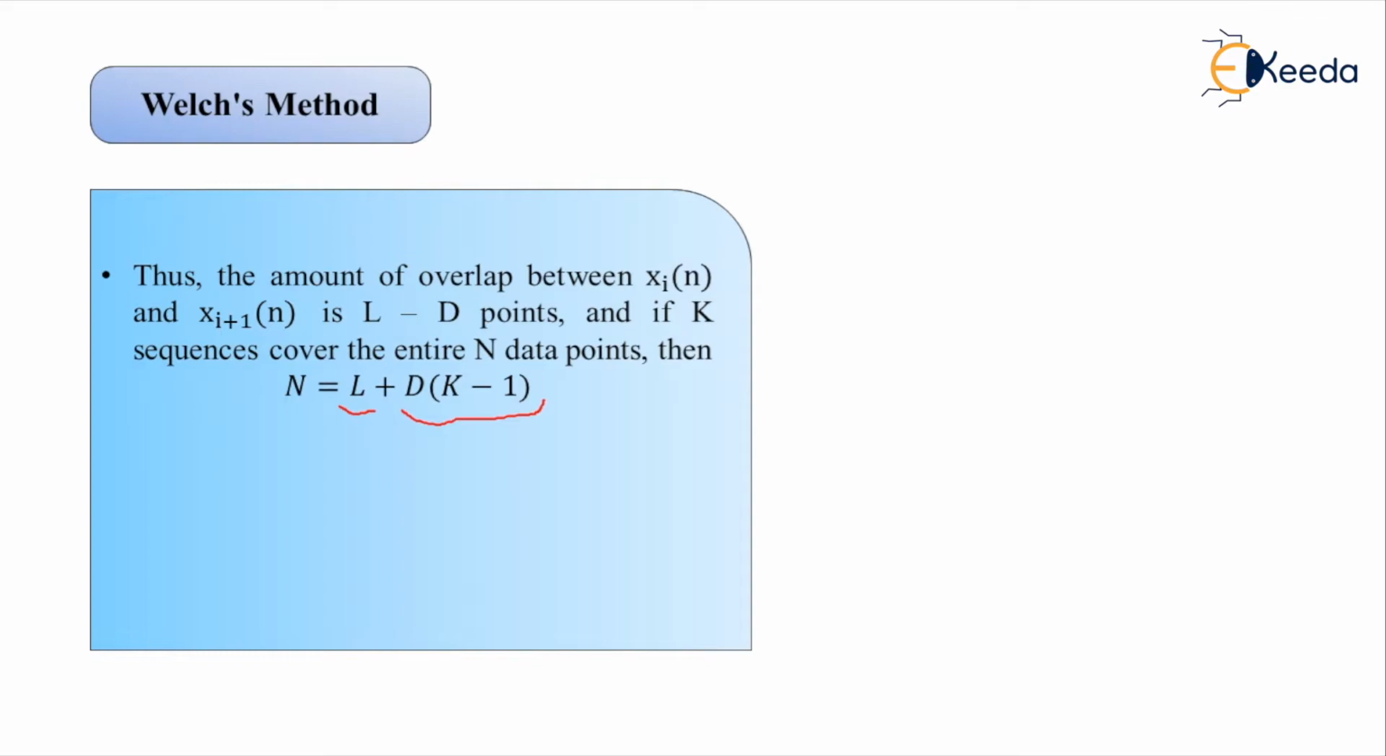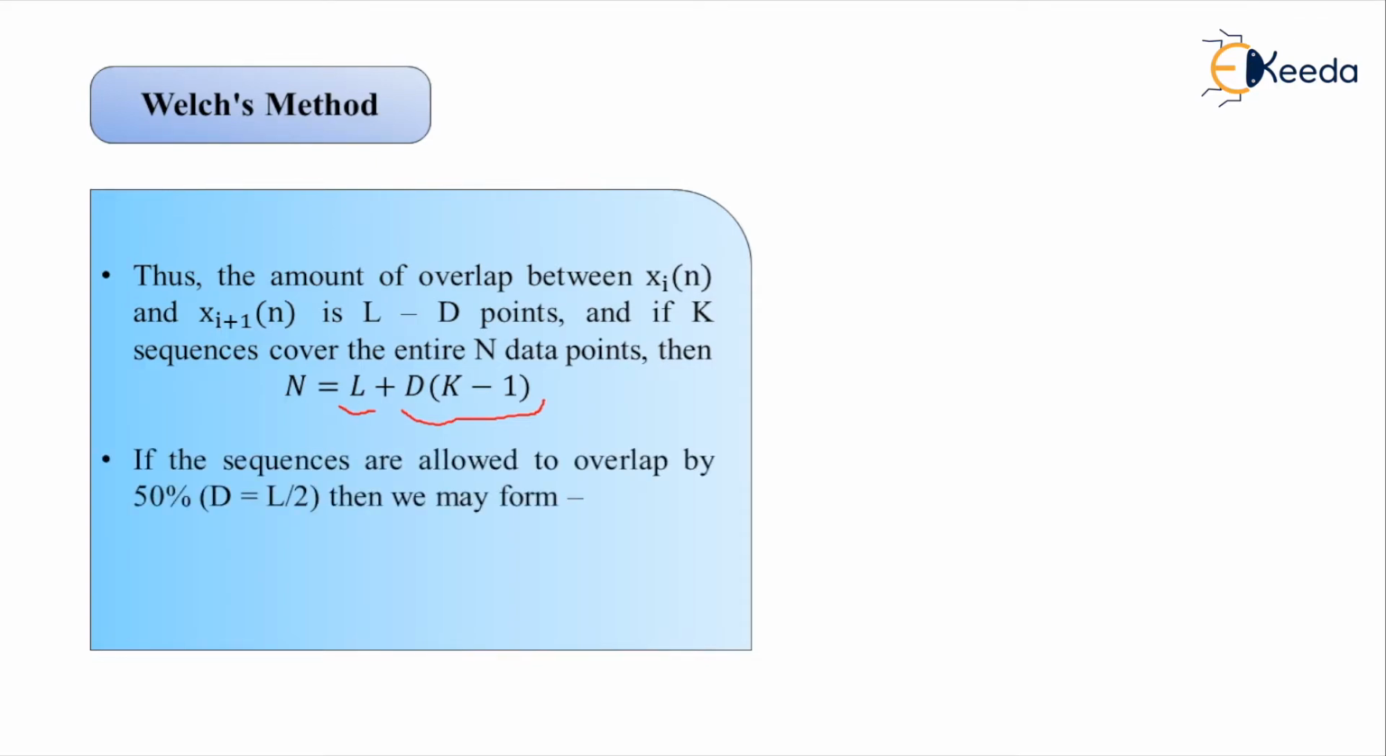So D is equal to L by 2. At that time we can have capital K given by twice the ratio of N upon capital L minus N. So these many sections of the length capital L we shall be obtaining, and the maintenance of the same resolution with respect to the previous method that we have seen, that is Bartlett's method, will double the number of modified periodograms that are averaged. So it will result in a reduced variance value here.